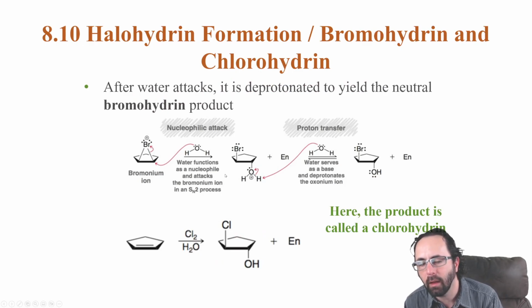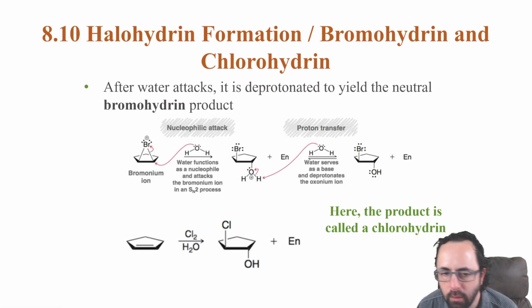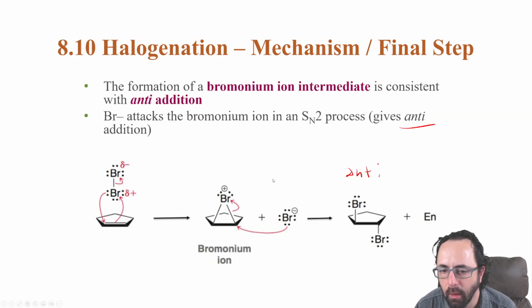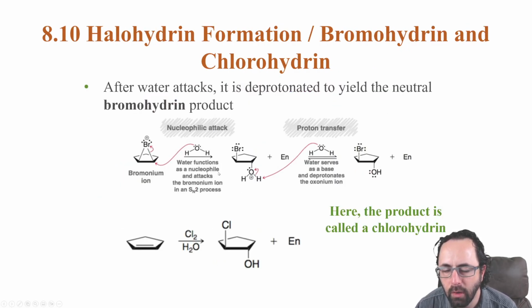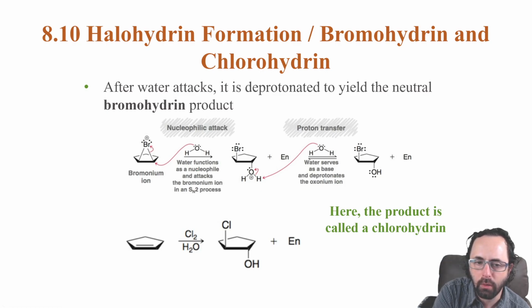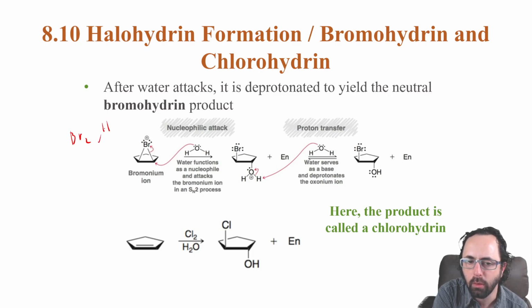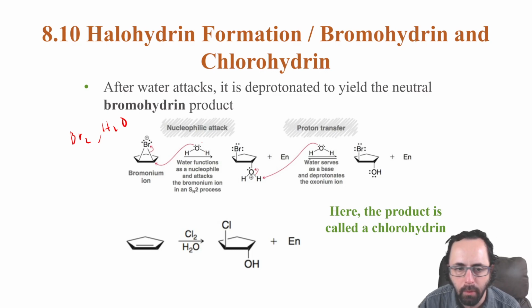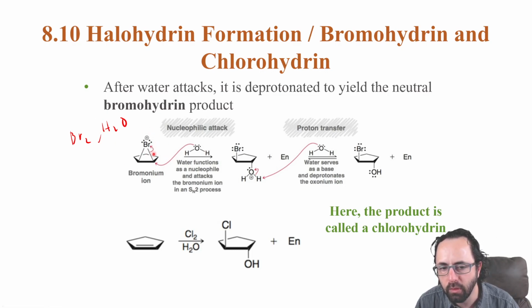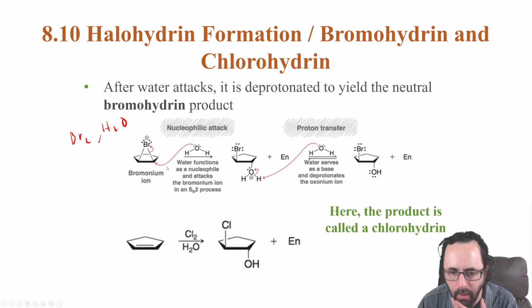Halohydrin formation goes similar in mechanism to the halogenation. However, this will occur if we have the reaction with Br2 like we had in the other one, but this is also in the presence of water. So you see the water right here. The reaction of the Br2 will produce a bromonium ion, as we saw before. However, at this point, because water here is very abundant as a solvent, this will attack. But like before, it will attack on the opposite side and do an anti-addition.